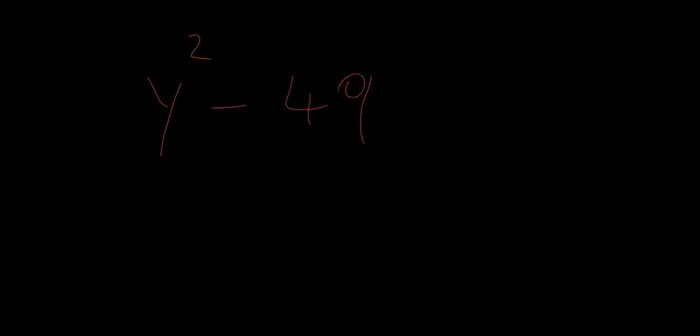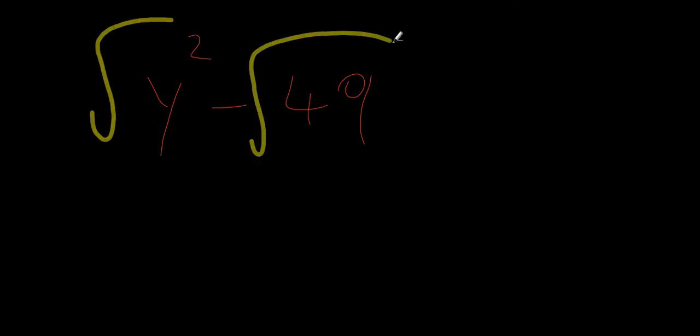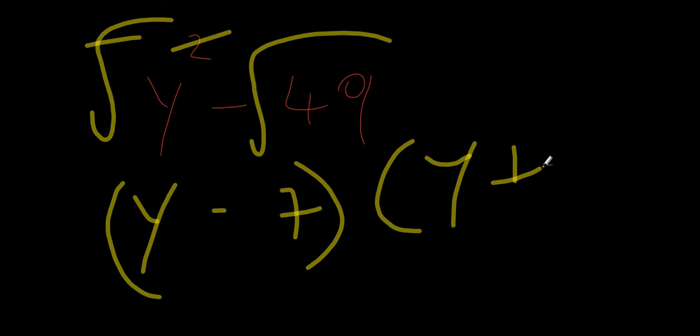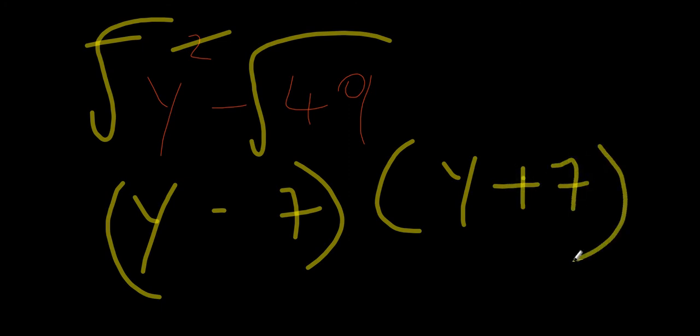And so we could look at it like this. We could say the square root of that and the square root of that. So if we cancel that, we're left with y, and then the square root of 49 is 7. And so if we have that, we know that it's going to be the opposite of that. And so it is very simple.